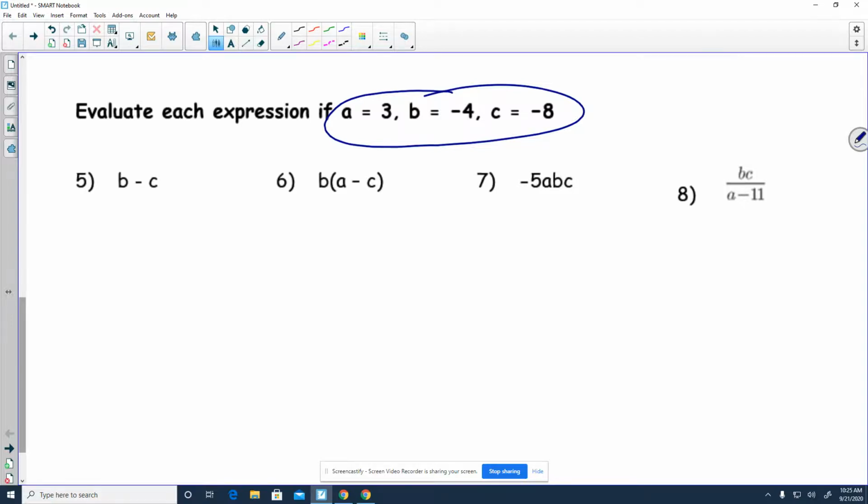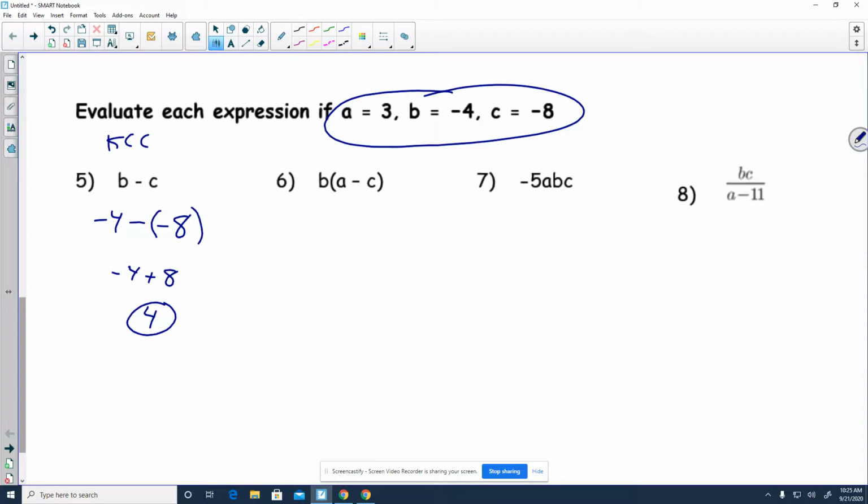So B minus C. Literally all I'm doing is, my B is -4, so I'm going to plug in -4, and then I'm going to subtract -8. Now, be careful when we're subtracting a negative. Remember your keep change, not keep change flip, we're not dividing fractions. So this is going to be the same thing as -4 plus 8, which is positive 4.